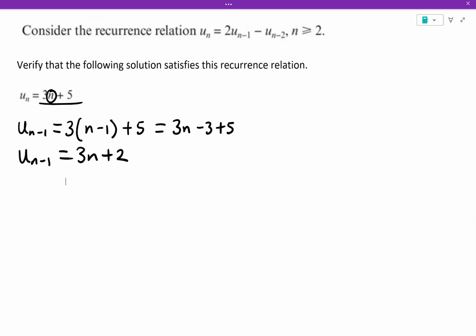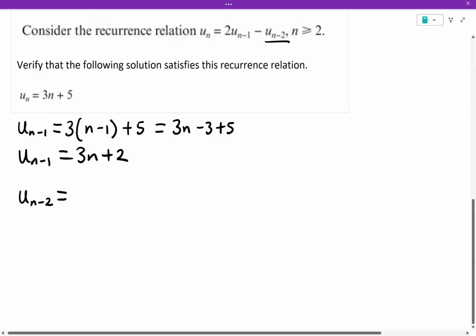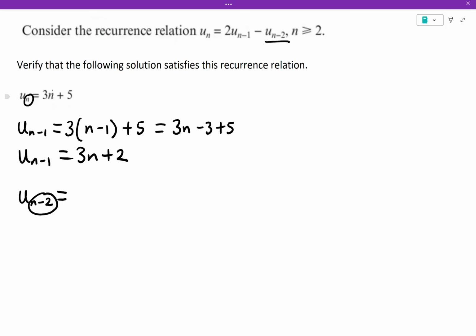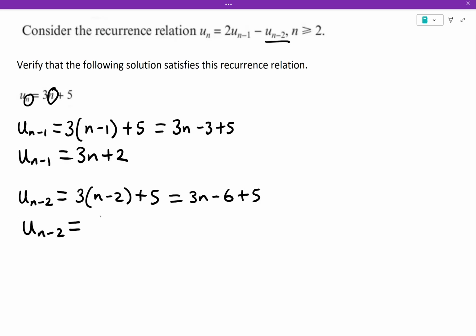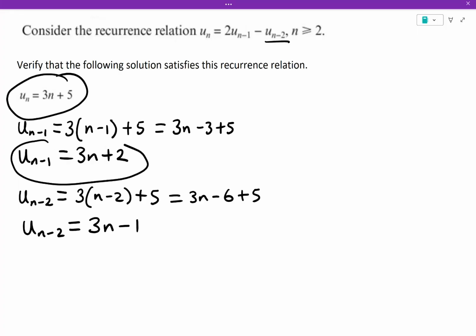What I now need is an expression for u_(n-2). So I'm going to write u_(n-2) here. And I need to go to my possible solution, or the solution that I'm verifying, and I'm going to replace the n with an n subtract 2. So replace this n here, we would get 3 lots of n subtract 2, and it would be plus 5. Now let's expand. So if I expand, I would get 3n subtract 6 plus 5. And if I simplify, I get u_(n-2) equals 3n, negative 6 plus 5 is negative 1. Okay, so I've got the 3 bits of information that I'm going to have to substitute into my recurrence relation. So let's begin the substitution.